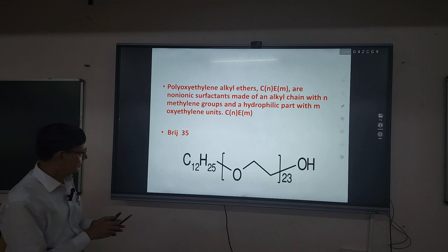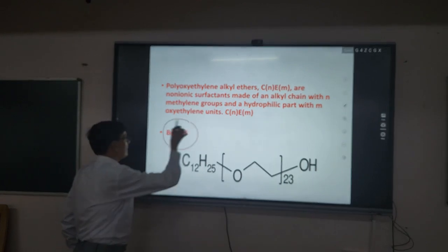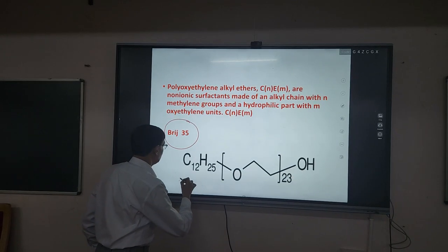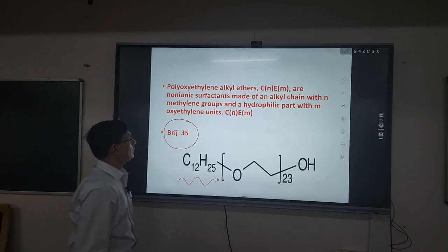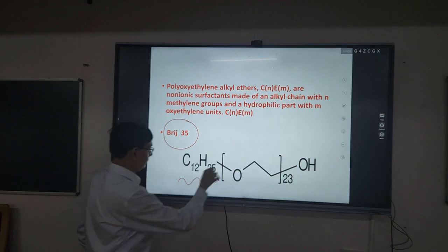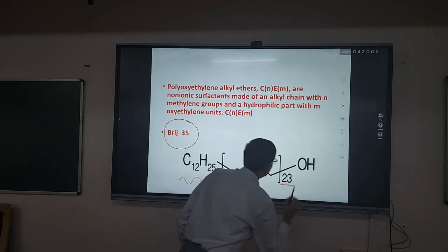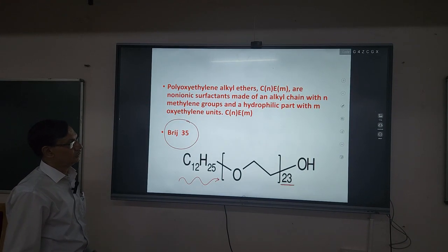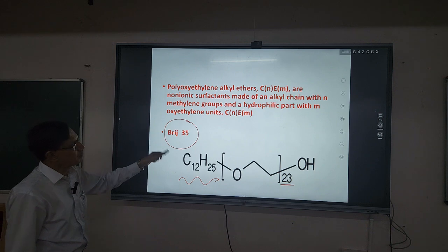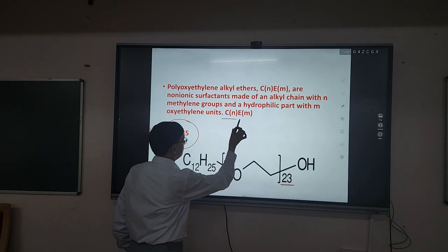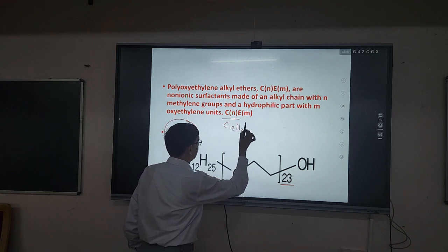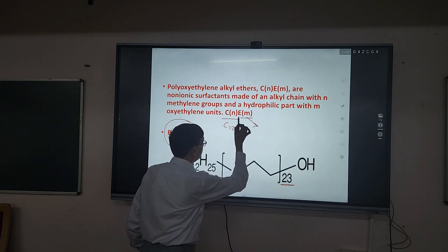Now the most common surfactant is Brij 35, and again this is a tail group, a polyoxyethylene. Depending upon this N, the number of oxyethylene units, we have classified this type. Sometimes we write it like that: here it is C12H25, and the value of N depends on it, E23.